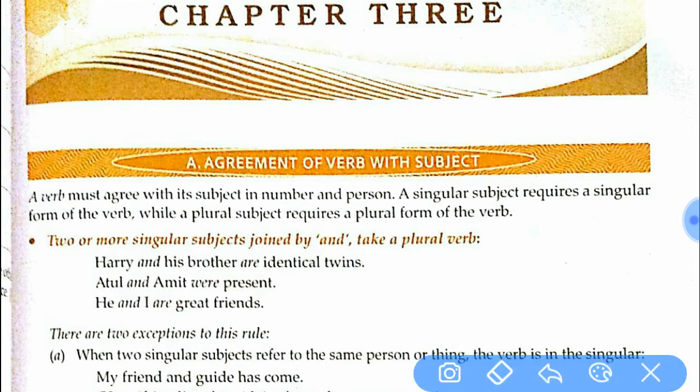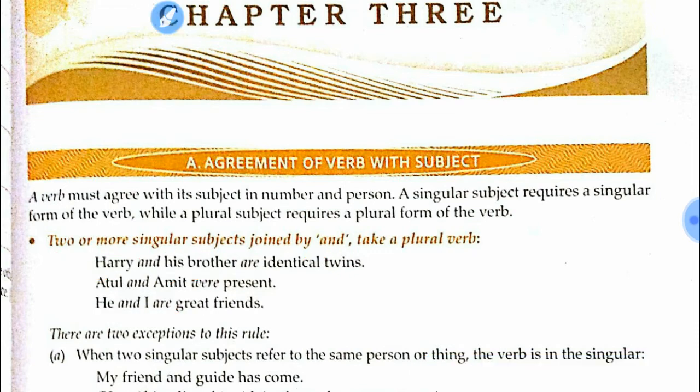Hari and his brother are identical twins. What's the first rule? Two or more singular subjects joined by and take a plural verb. Hari is one singular and his brother is another singular. So they are joined by a plural verb. Are is a plural. What is the singular of are? Is and am. The same way, he and I are singular forms.